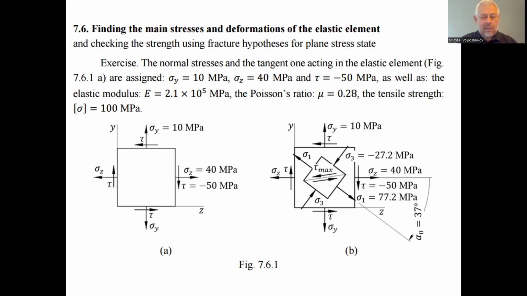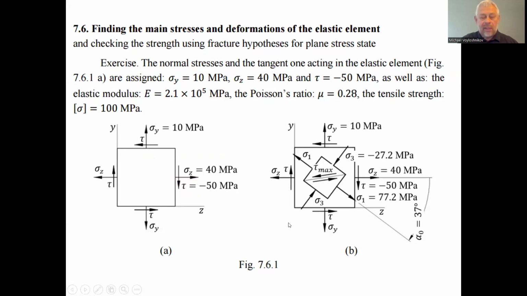We have to find the maximal tangential stress and the magnitudes of these main stresses, and the main deformations in the directions of application of the main normal stresses. And we must check the strength of this segment at this point of the stress-strain state, by the strength criteria we had, with normal permissible stress equal to 100 megapascal, Poisson ratio 0.28, and modulus of elasticity 2.1 multiplied by 10 to the power of 5 megapascal.